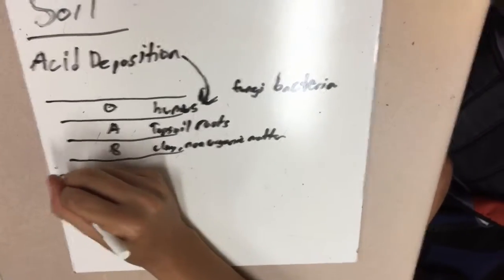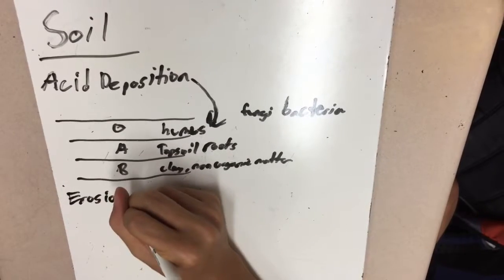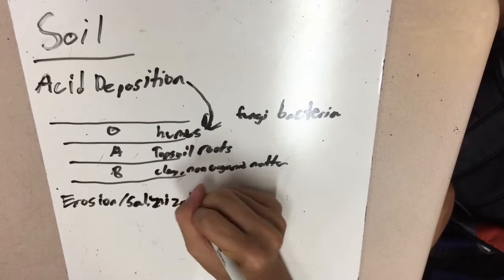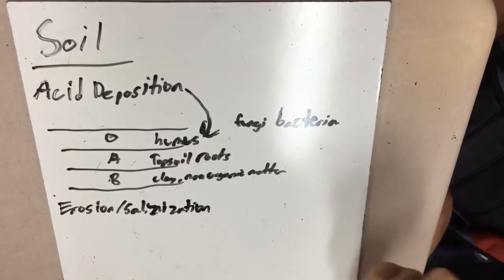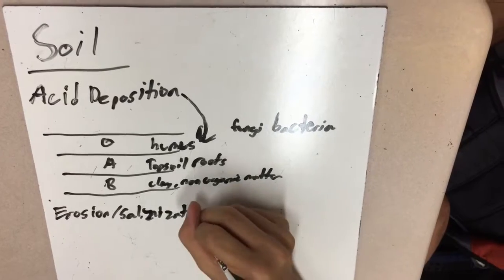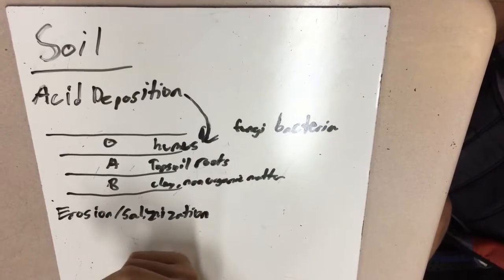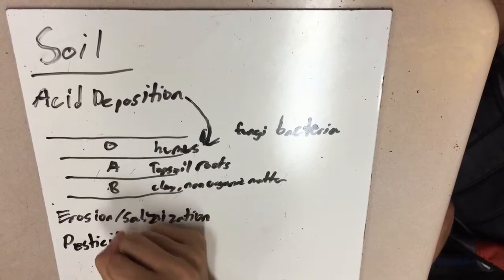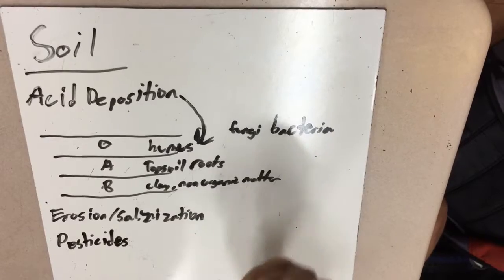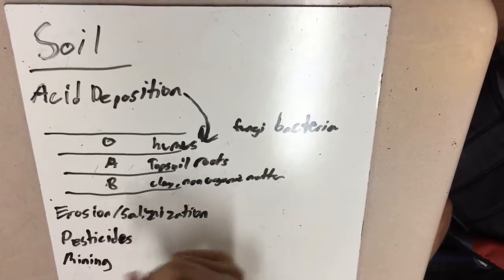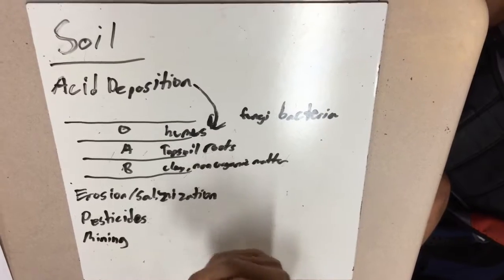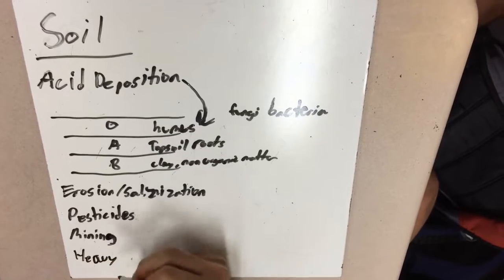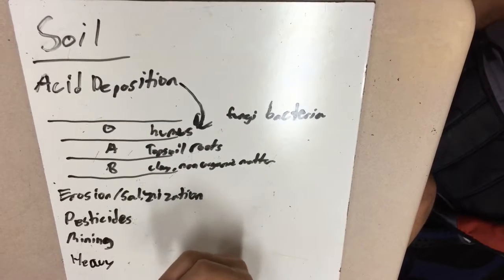Also, we have erosion, or also salinization. So this can occur from intensive farming or just overworking the land. We also have pollution from pesticides, just from overusing pesticides. We have mining. Oh, this can be a cause of soil pollution, but not always. Also, we have heavy metals. These can be leached from factories and get into soil.